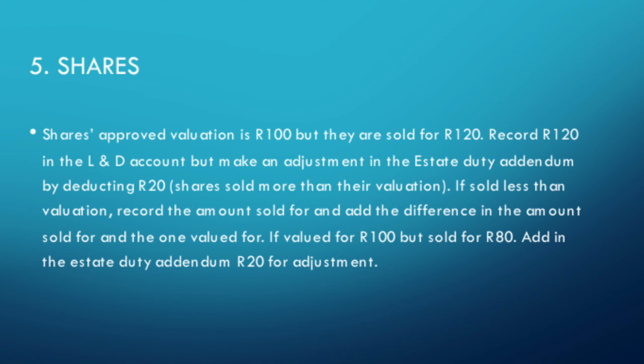But if sold for less than the valuation, record the amount sold for and add the difference between the amount sold for and the one valued for. If valued for 100 rands but sold for 80 rands, add 20 rand in the estate duty addendum for adjustment.